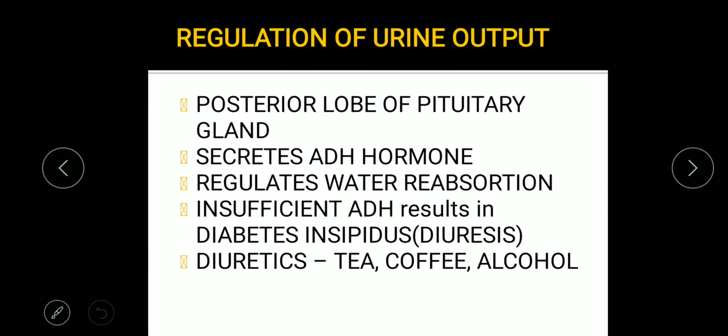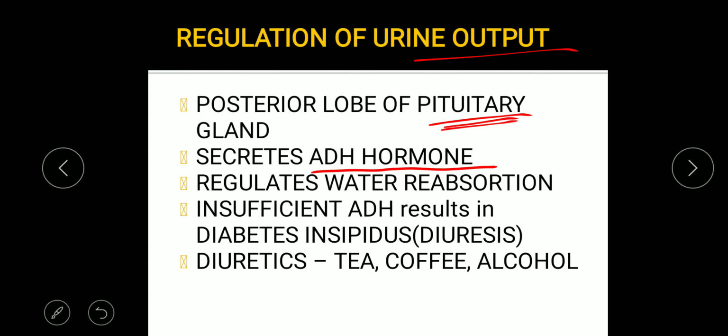Okay. Now regulation of urine output. Just now I said that there are 2 types of diabetes, so we are going to discuss type 2 diabetes, that is diabetes insipidus. There are different endocrine glands, and one of the major endocrine glands is the pituitary gland, and the pituitary gland has 3 lobes: anterior lobe, posterior lobe and middle lobe. From the posterior lobe of the pituitary gland, a hormone is secreted, that is antidiuretic hormone. Okay, ADH stands for antidiuretic hormone. Diuretic means the level of water, it will regulate the level of water.